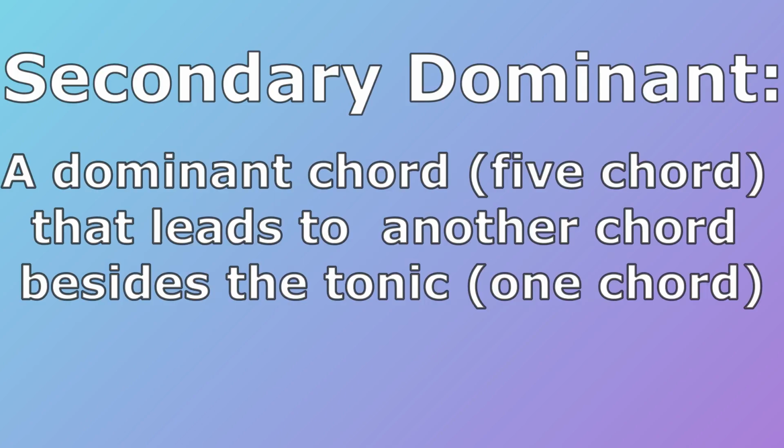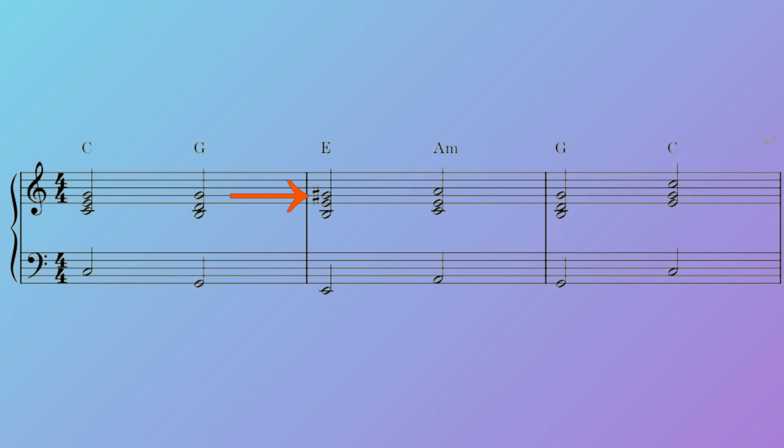If you would like to test your ear first, feel free to skip to the timestamp shown on screen. As a quick reminder, secondary dominants are major chords that function as a dominant, meaning 5 chord, for a note besides the tonic of the home key. Secondary dominants will always have at least one note that is outside of the home key.